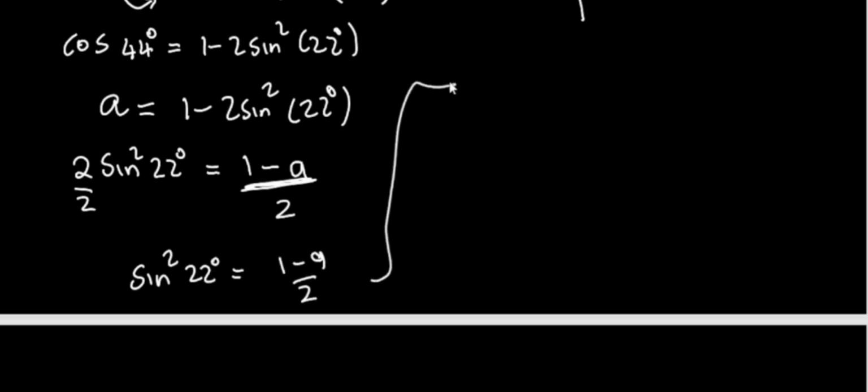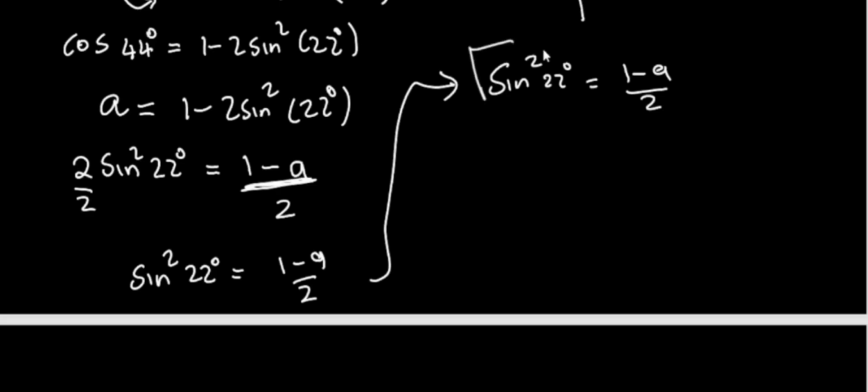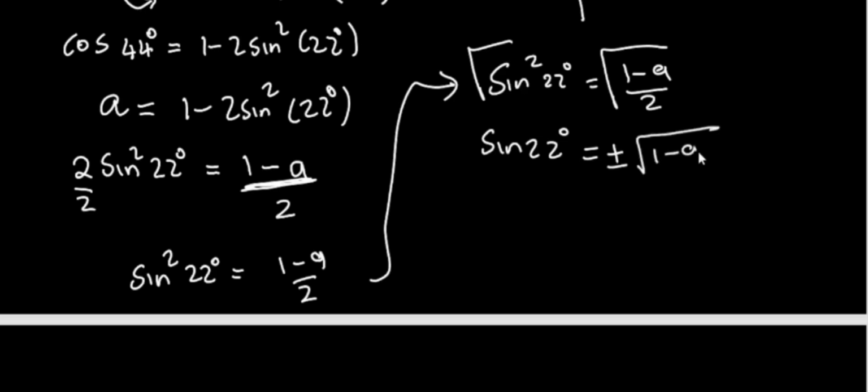But remember, if I have the sine squared 22, the aim now is to remove the square. How can we remove the square? We can just take the square root of both sides. So the sine 22 degrees is equal to plus or minus, you know, I always say plus or minus, the root of 1 minus a over 2.